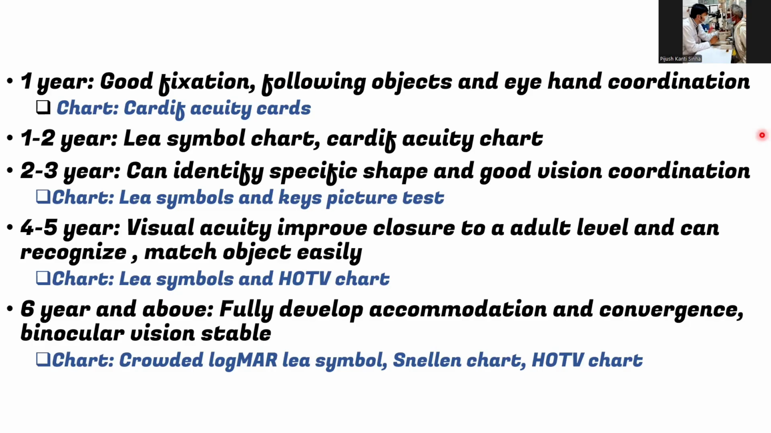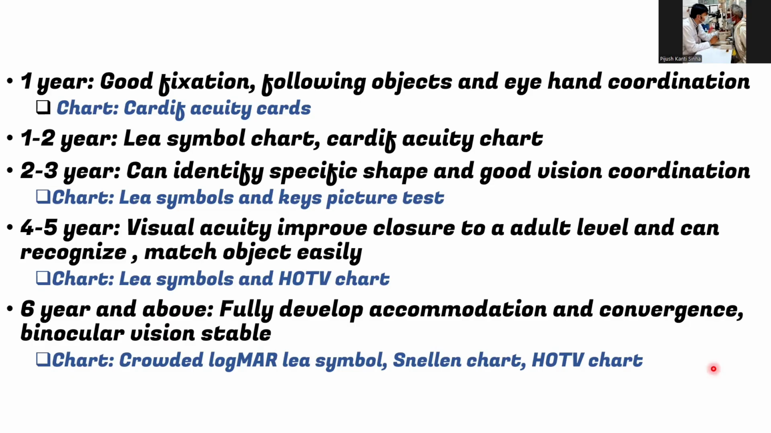Now, between 1 to 2 years, by this age the child can recognize small pictures and shapes. So apart from Cardiff, we can start using the Lea symbol chart also. This chart has clear, simple shapes like a house, apple or circle, which I will show in later slides. From 2 to 3 years, the child becomes more responsive and starts identifying specific shapes with better coordination. So we use charts like Lea symbols or the Keys picture test, where they either name the picture or match them on a card.